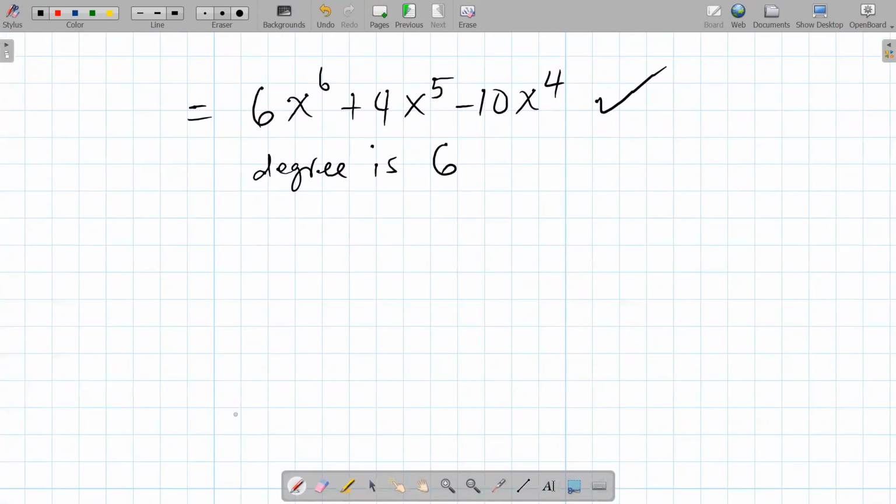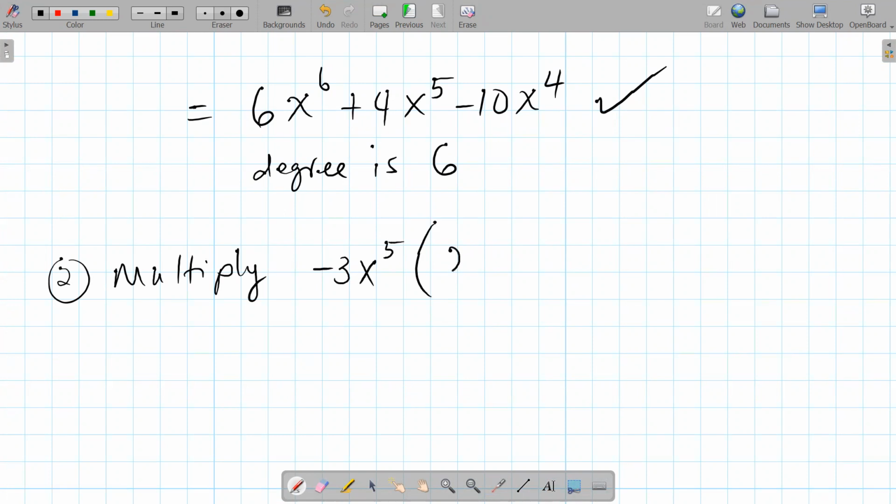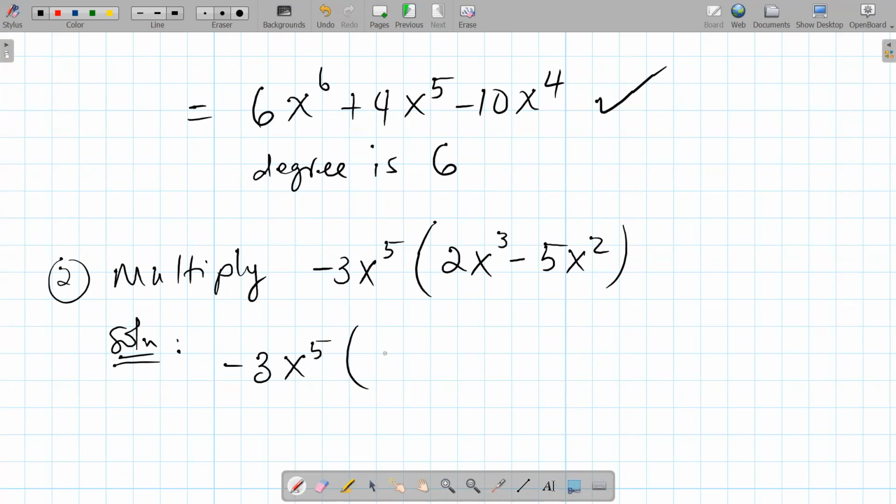Let's do another example. Multiply -3x⁵ by 2x³ - 5x². Same approach. The -3x⁵ is going to distribute over the items in parentheses.